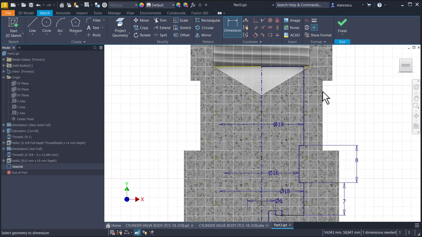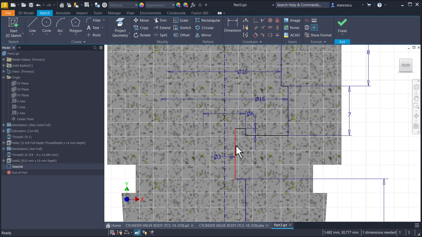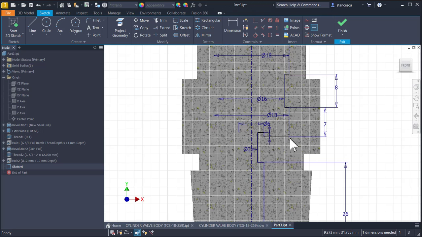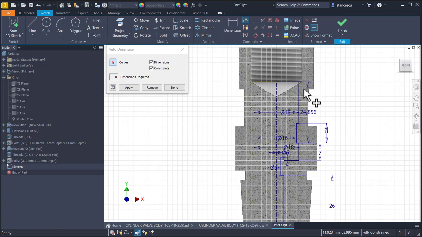And the last is already placed, but someone is missing. Let me see what about this line. This is okay. There is a missing dimension. Let's see, where is this? Apply. This dimension. Remove. Done.